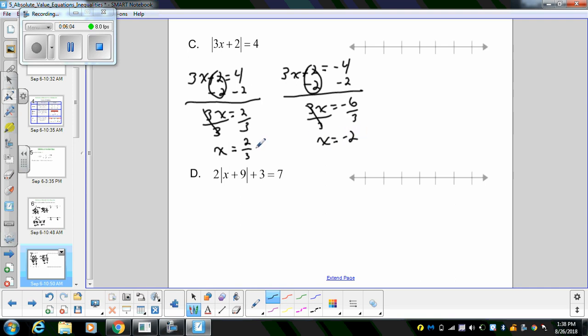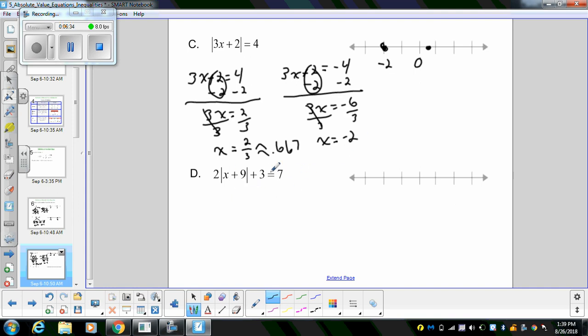Alright, 2/3, if you don't know, is actually 0.667, or roughly 6 repeating. This is an estimate. Alright, so if we make negative 2 here, and this would be 0, so 2/3 would be approximately about right here-ish, and of course negative 2 is right here. Alright, so here's the next one.